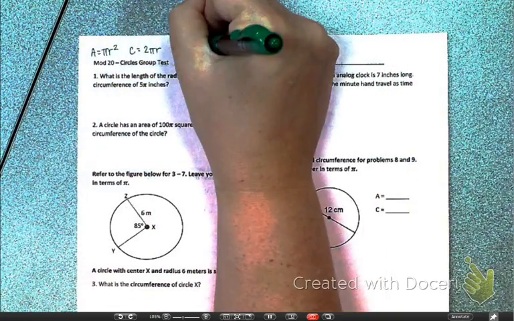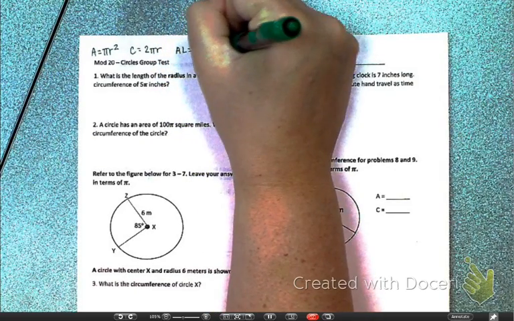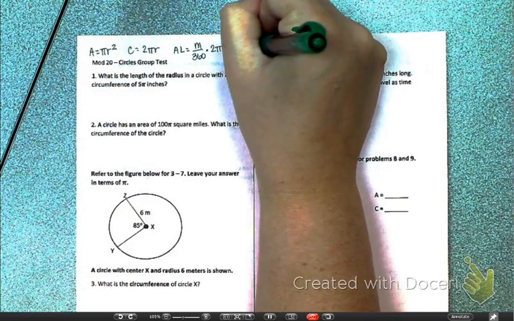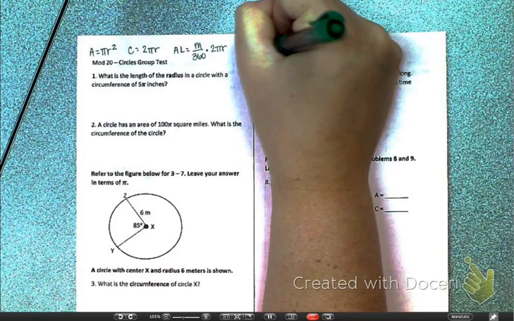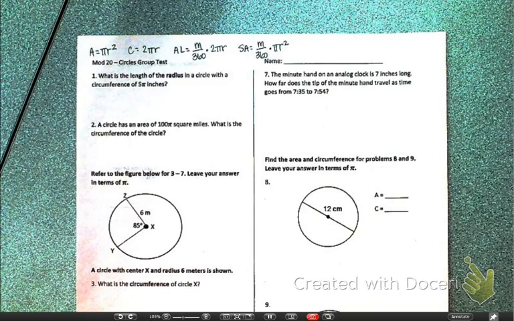M over 360 times 2 pi r. And then sector area? M over 360 times pi r squared. So a lot of you should probably be writing those 4 formulas down. You need them memorized. I think that's all we need right now.